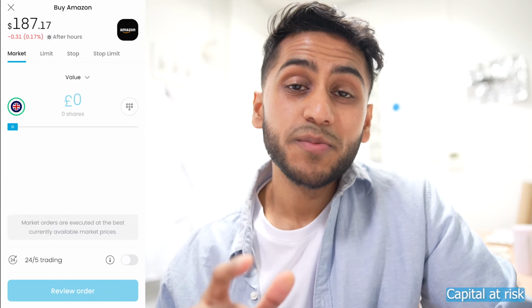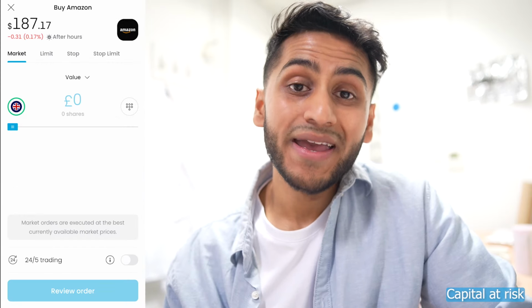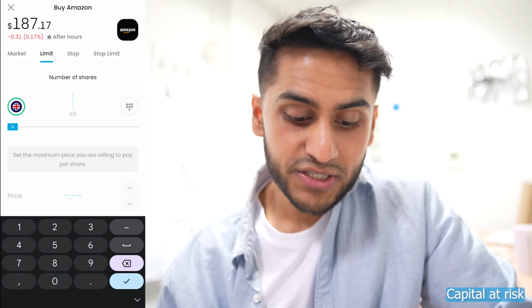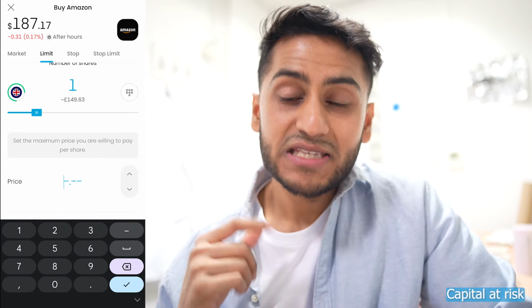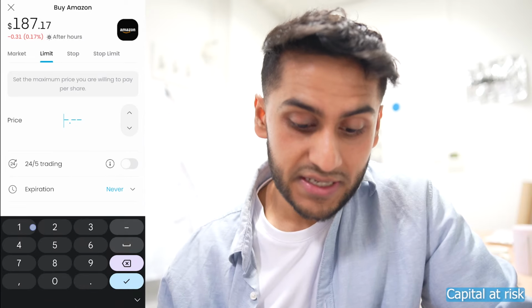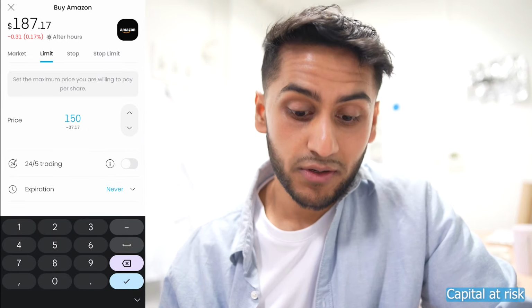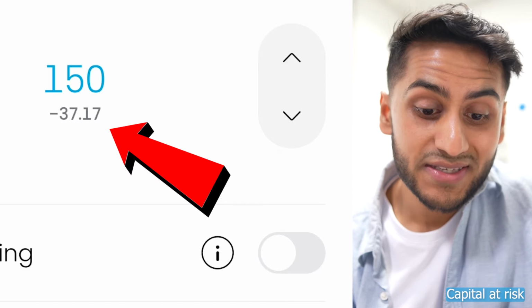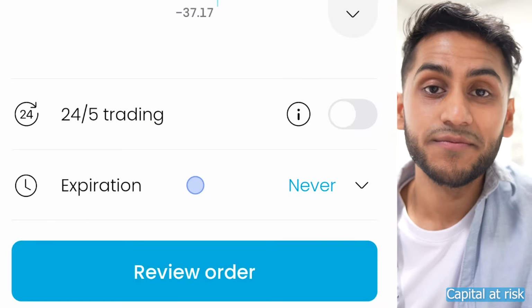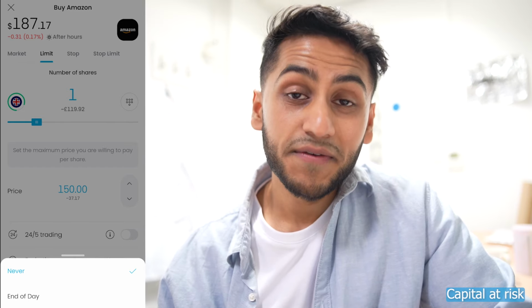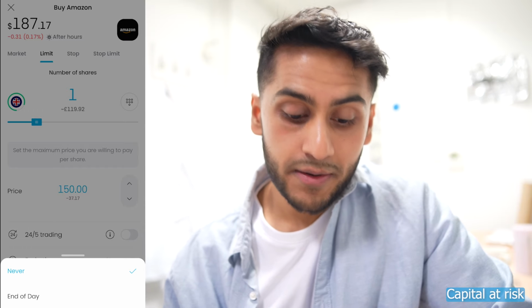Now, if you don't want to buy it at market, there is also buying at limit. This is a feature that I always use. For example, if you want to sell one share of Amazon at a specific price, for example, if you are convinced that for some reason Amazon is going to drop down to $150, you can see here this is $37.17 below the current price here. And then here for expiration, if you think it might happen at the end of the day and then you want this to expire, you can do this. So if the price doesn't go to $150 by the end of the day, it will expire. Or you can press never.